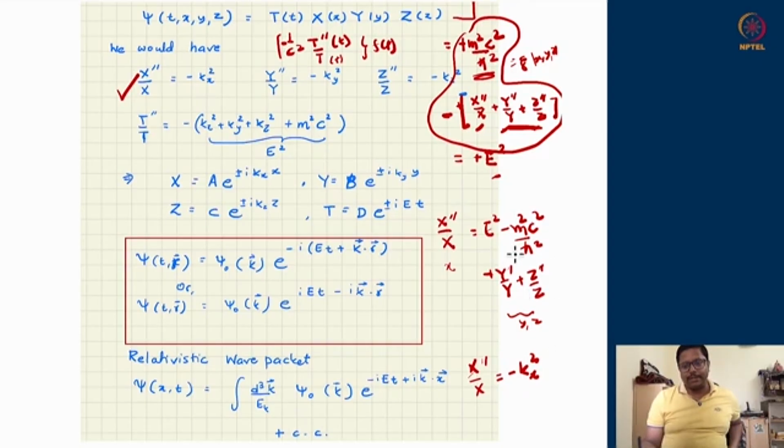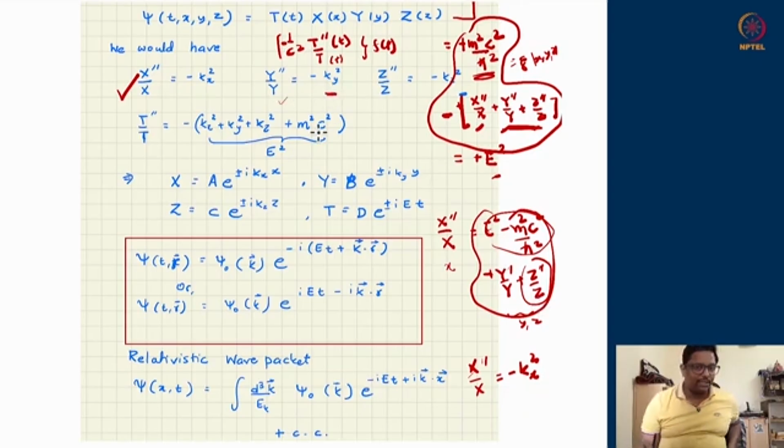Similar game I will play on the remaining quantity y double primed upon y and z double primed upon z. So since this combination is equal to another constant which is minus kx square, again I can take this z double primed and this quantity on the right hand side. So y double primed upon y should be equal to some constant, which is minus ky square.